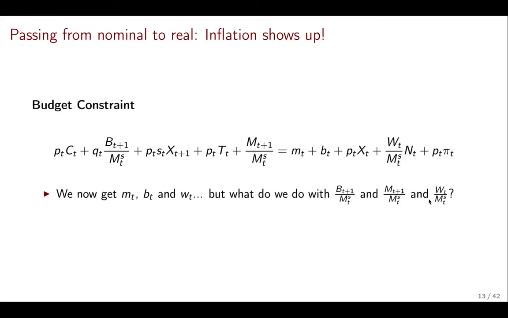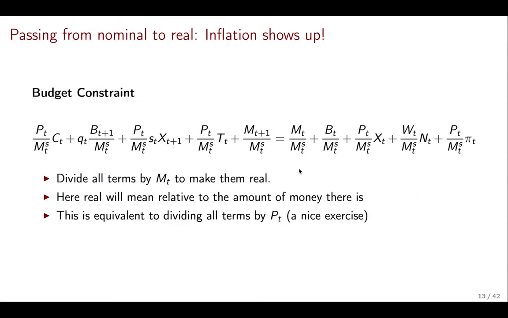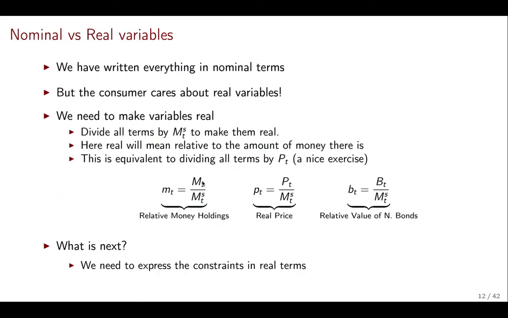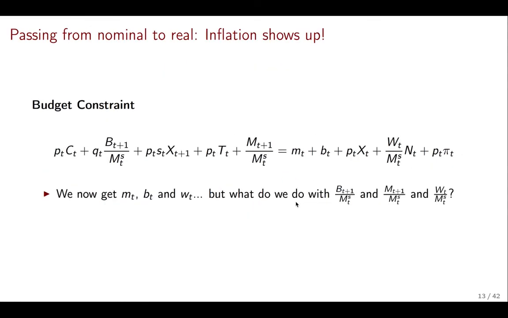What's going to happen now? Well, here you get all the nominal variables are now in terms of lowercase m, lowercase b, lowercase p. This happens all over, but we still have some issues because we don't know what B_{t+1} over M_t^s is. We don't know what W_t over M_t^s is. We didn't define this variable. We also didn't define M_{t+1} over M_t^s. Let me just be clear about that. What we defined was M_t over M_t^s, P_t over M_t^s. Here, we instead have M_{t+1} over M_t^s, and that's different.